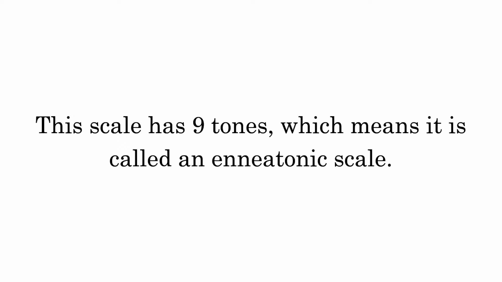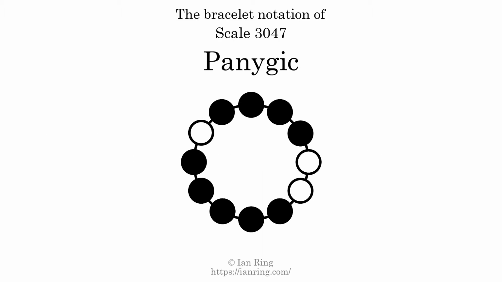This scale has 9 tones, which means it is called an enneatonic scale. This is a bracelet notation diagram of scale 3047. The shaded circles represent tones that appear in the scale, and they are read clockwise, starting at the top.